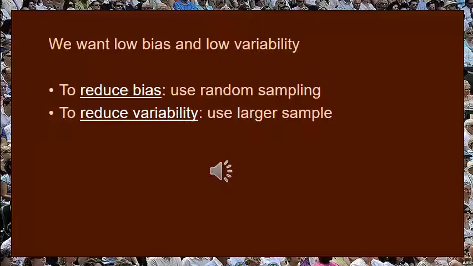To quickly summarize what I have said so far: in social science research, we want to reduce bias, ideally to eliminate bias. To do so, we use random sampling. And we want to reduce variability. We can't eliminate variability, it's impossible, but we want to reduce it as much as possible. And to do so, we include as many subjects as we can in our samples. We use large samples.